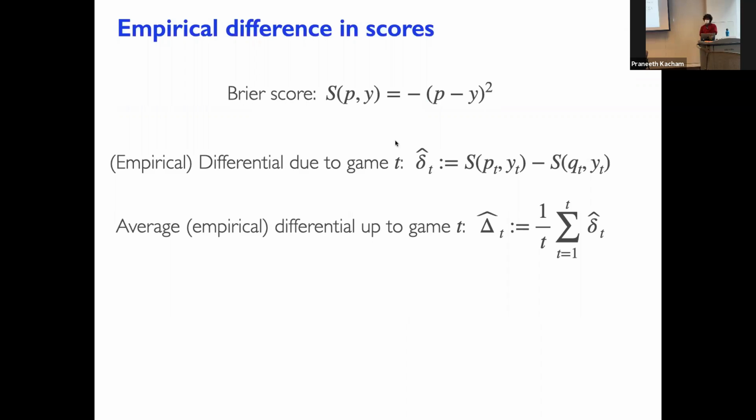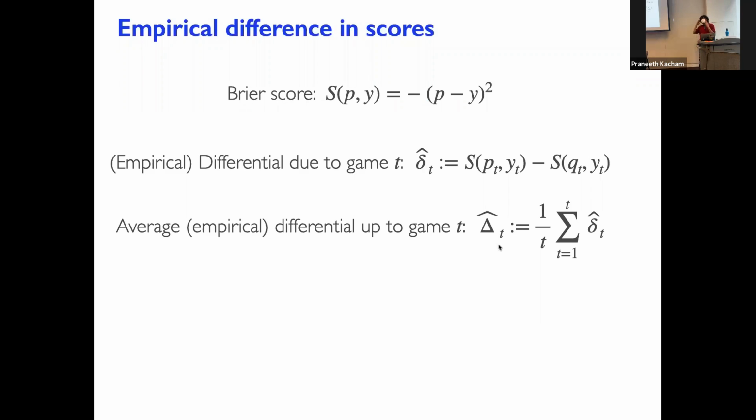And this is just for a single game. That's the difference, the score differential. And so on. You can average that over T steps, and that's the capital delta. So the little delta is one game, and the capital delta is averaged over the games. Okay, so that seems like a natural metric to use.